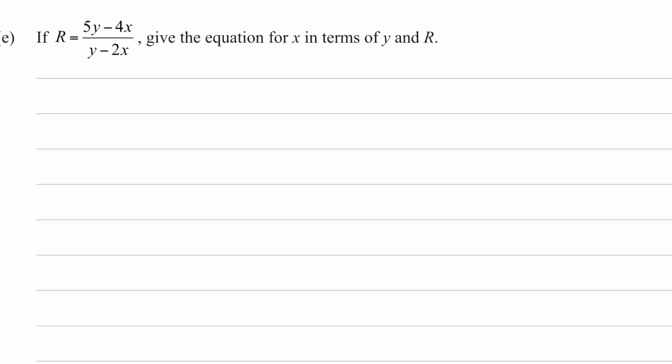We are given this algebraic fraction as part of an equation, and we're asked to rearrange this equation for x in terms of y and r. So that means we'll have x equals some function of y and r. Right, so x by itself on one side, some numbers, some constants, the variable r and y on the other side.